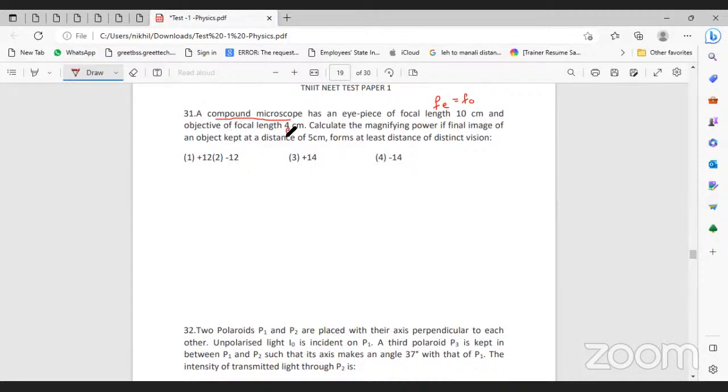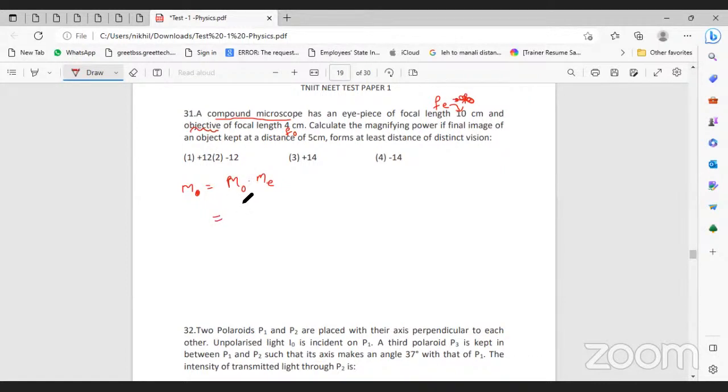Focal length of the objective, f0, is 4 centimeter. You can take fe, the focal length of the eyepiece, as 10. What is the magnifying power of the final image? You know that the magnifying power of the final image is the magnification of the objective lens into the magnification of the eyepiece.